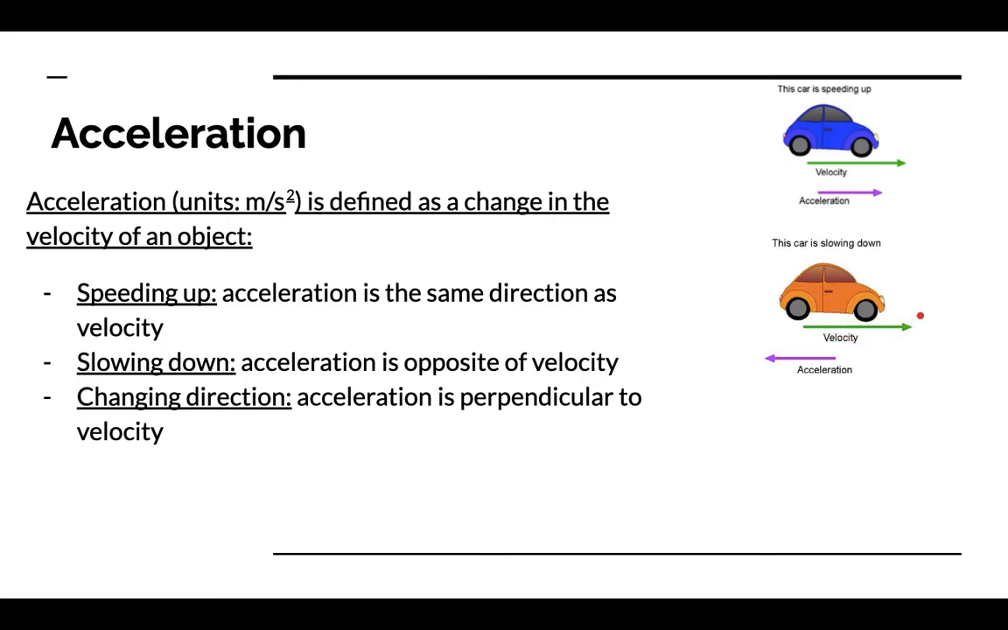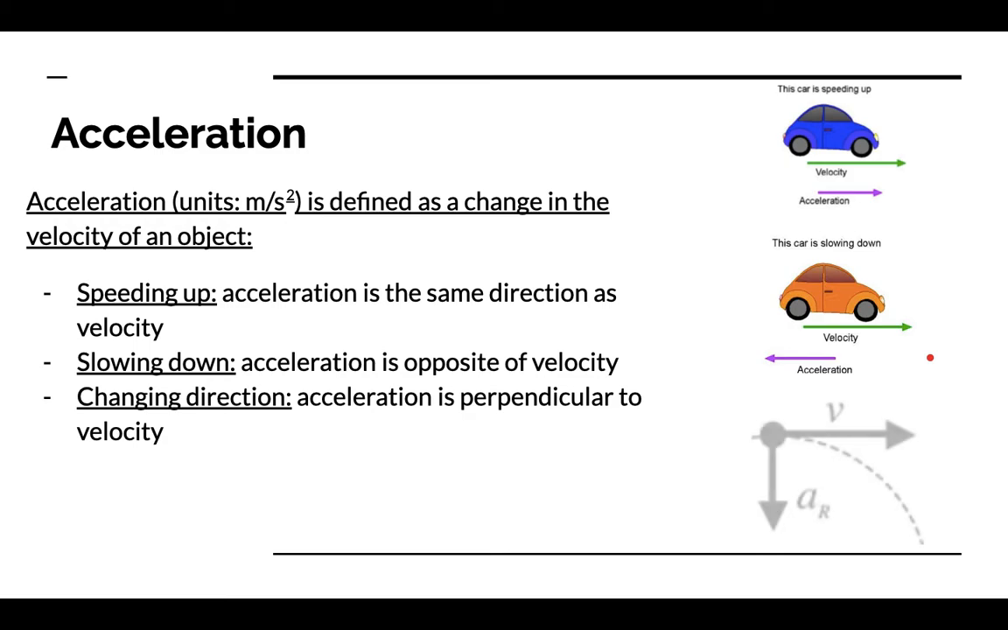So if my car is heading to the right, it will have a positive velocity, a rightward velocity. But if it's slowing down, its acceleration will be in a negative direction, to the left. Vice versa, if my car is now heading to the left and slowing down, the acceleration will be heading towards the right, because acceleration will be pushing against the car to slow us down.